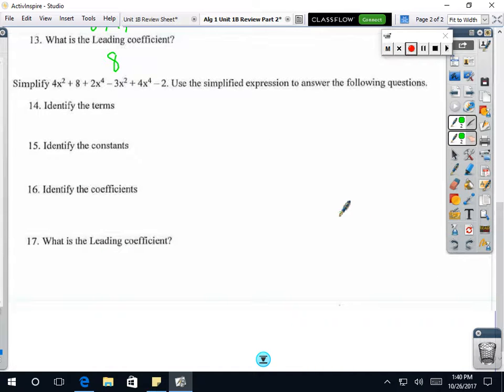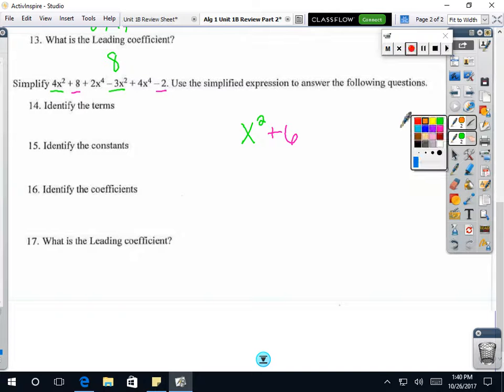Simplify 4x squared plus 8 plus 2x to the 4th minus 3x squared plus 4x to the 4th minus 2. And then use that simplified expression to answer the following questions. What do I do first when simplifying it? Okay, so 4x squared can combine with, and that makes x squared. You can write the 1 if you'd like. Then the next term I get to is this positive 8, and it can be combined with, and what does that make? A positive 6.